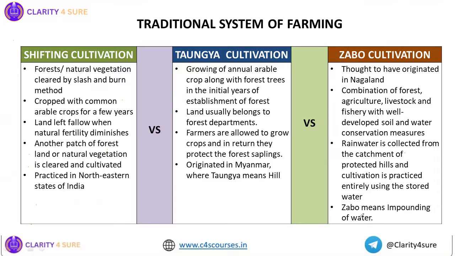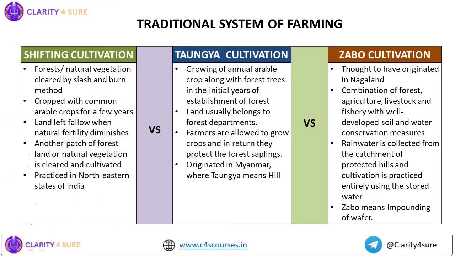Next, we'll see Tonga cultivation. In Tonga cultivation, land usually belongs to the forest department. The forest department allows the farmers to grow annual crops in between the forest saplings. Farmers can cultivate these crops for their own sustenance, and along with it, they will also take care of the forest saplings. The Tonga system originated from Myanmar, and Tonga means hill.